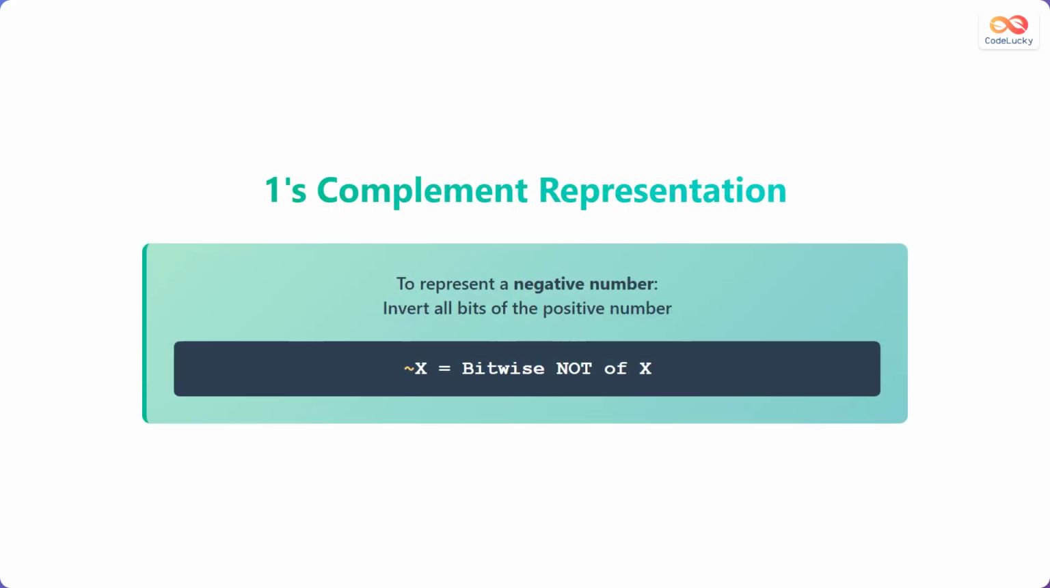Another way to represent signed numbers is the 1's complement representation. To represent a negative number in 1's complement, you simply invert all the bits of the positive number. That is, change all the zeros to 1's and all the 1's to zeros. Mathematically, the 1's complement of X is equivalent to the bitwise NOT of X.